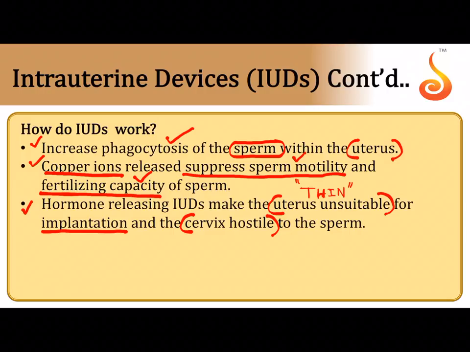All this is a 1 mark question, or the whole thing can be asked as a 3 mark question. How do IUDs work? Remember that they induce phagocytosis. Copper ions released by copper releasing IUDs suppress the sperm motility and the fertilizing capacity of the sperm. Hormone releasing IUDs make the uterus unsuitable for implantation and they kill the sperm in the cervix by making the cervix hostile to the sperm. Okay?